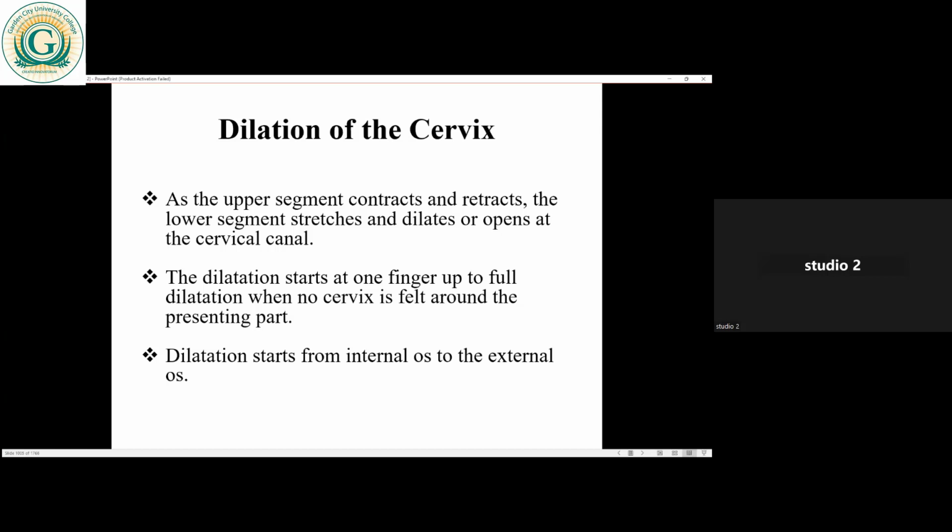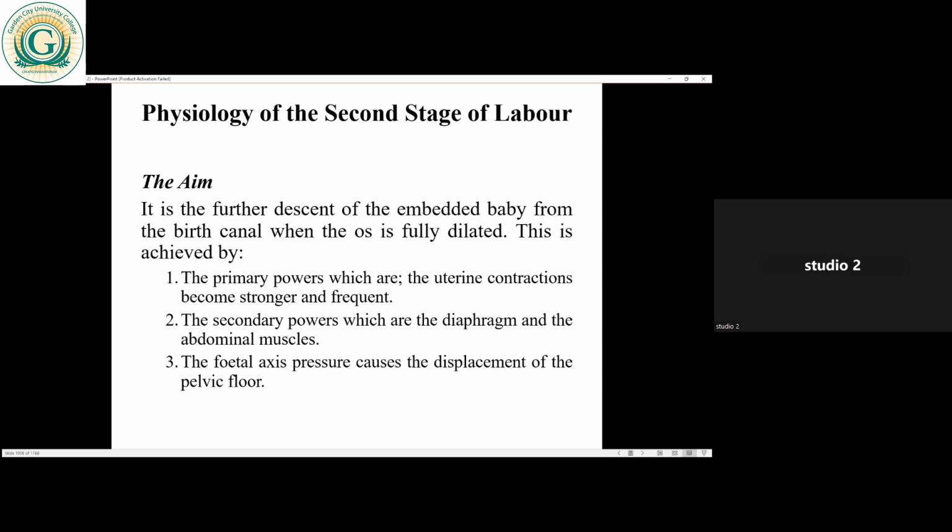So when you hear 1 finger, 2 fingers, please, what does it mean in terms of dilatation? 2 fingers, 4 centimeters. So that is the physiology of the first stage. When the full dilatation takes place, then the woman enters the second stage. What happens during the second stage? The aim is further descent.